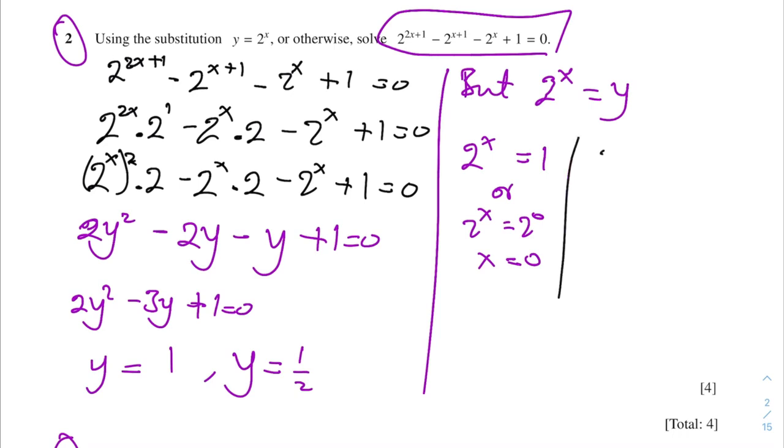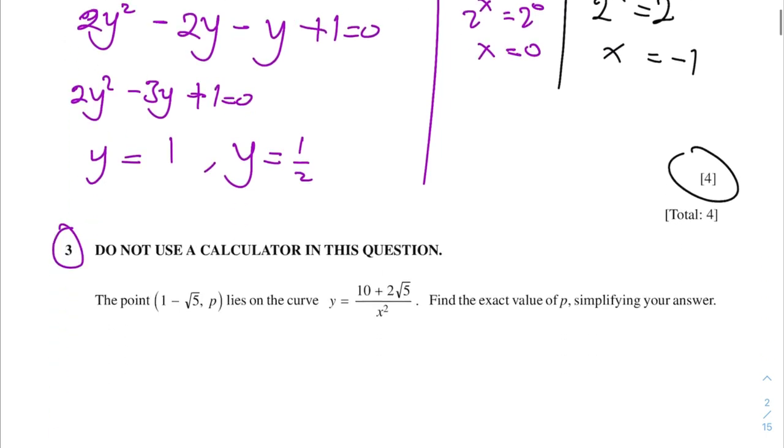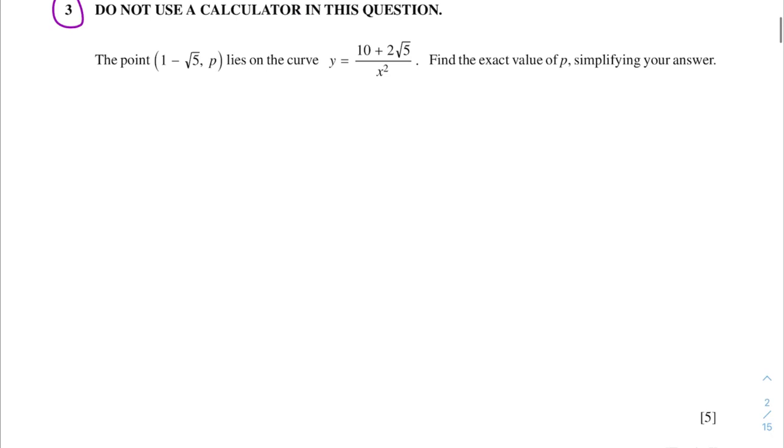Now, the next thing is you have 2 to the power x is equal to half. But what is half? Half is the same as 2 to the power negative 1. So that means that x is equal to negative 1. So your two answers that you are looking for are x equals 0 and then x equals negative 1 for your 4 marks, obviously. Okay, now let's look at this question.